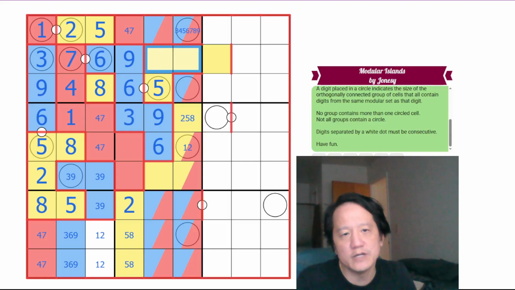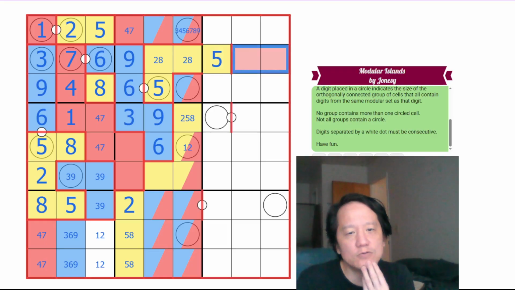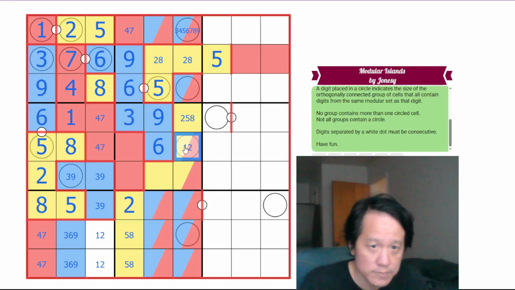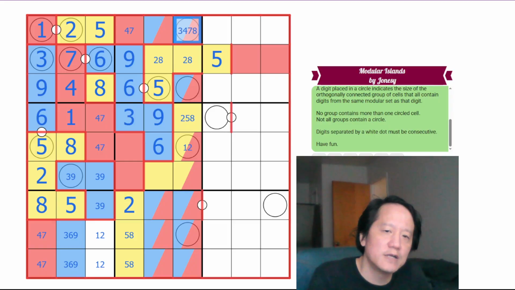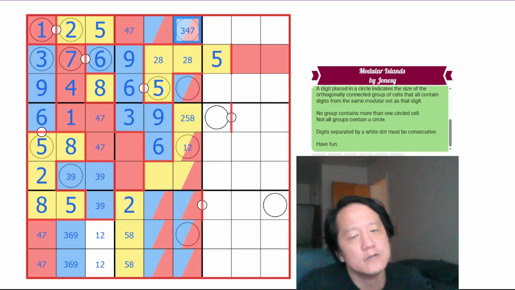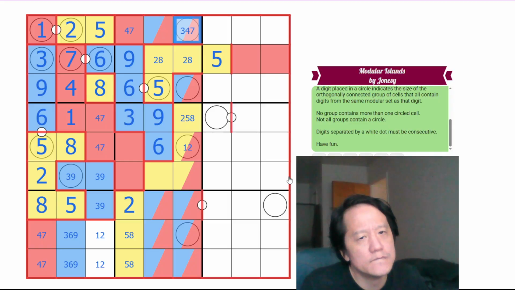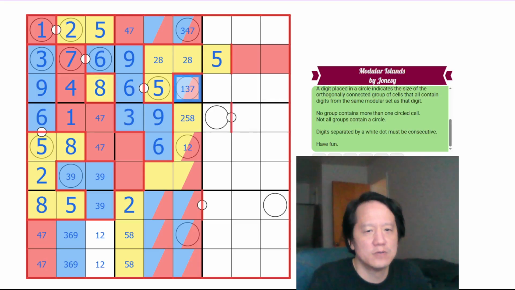This has to be 2, 8 as a pair, which leaves this as a 5 here. Remaining digits in row 2 have to be red. So this cannot be 5, 6, or 9. Cannot be 8. It's 3 or 4 or 7. Okay. This digit is blue or red. So it could be 1, 3, or 7 here.